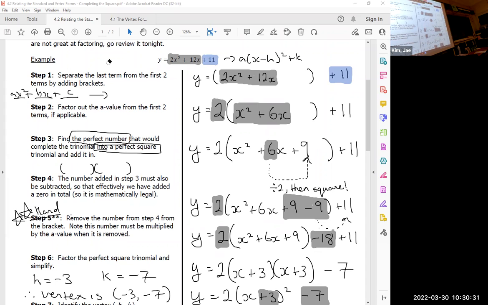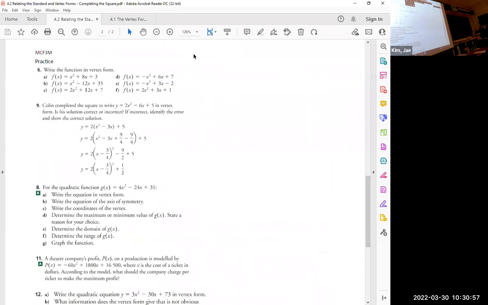If you are ready, please turn to the back page. We'll do some homework questions together, maybe do a couple to make sure that you know you're on the right track. On the back page, this is from the textbook, question 6A. Let's try it. My function is x squared plus 8x plus 3.